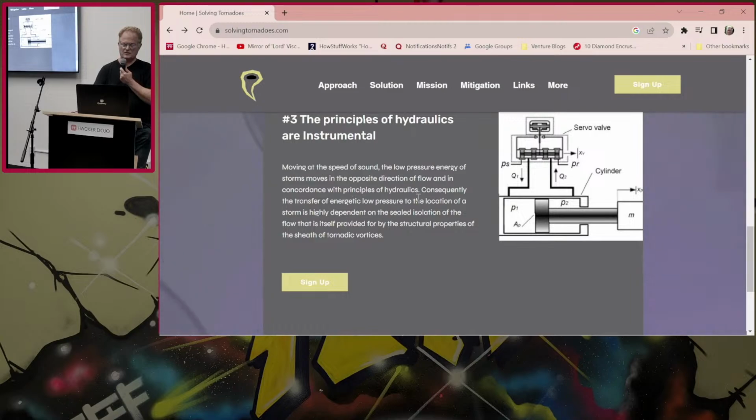Consequently, the transfer of energetic low pressure to the location of a storm is highly dependent on the sealed isolation of the flow. That's the important part there, because that reveals the vulnerability of these vortices in that they require a seal. And so anything that could break that seal, you could look at it as being like popping a tornado. And obviously, if you can pop a tornado, you're popping the thing that delivers the low pressure energy to the location of the storm. And so that's my presentation. And I guess we can move on to see if anybody has any questions.